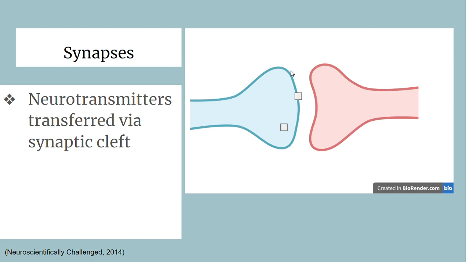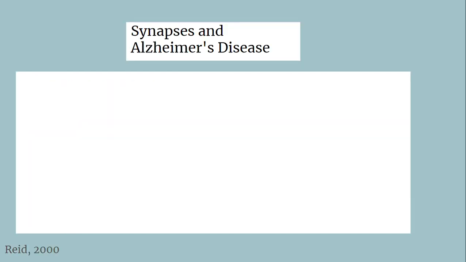Now, the vesicles typically aren't going to leave the presynaptic neuron. What they're going to do is they're going to leave their vesicle and they're going to travel across the synaptic cleft to the postsynaptic neuron where they will meet and bind with their receptor. For example, GABA A is a neurotransmitter that is an inhibitor. It meets specifically with the GABA A receptor in order to work.